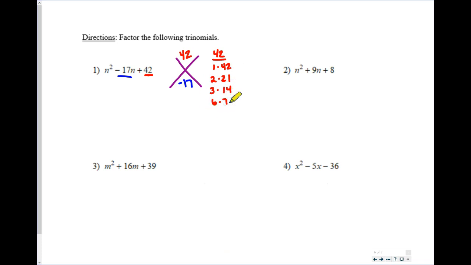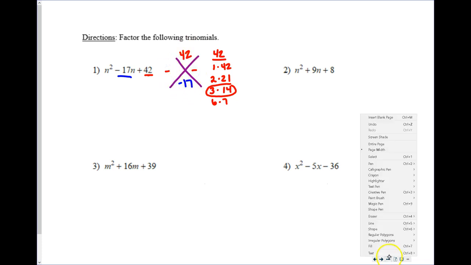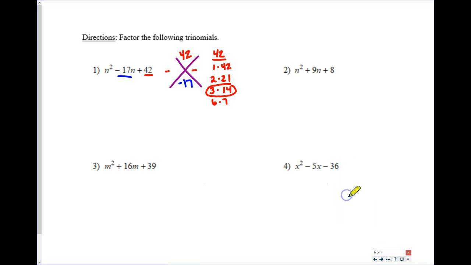So now I'm trying to look at this and think, how can I get a 17 out of these numbers? 42 and 1 won't give me a 17, 2 and 21 won't, but 3 and 14 will give me a 17 somehow. Now, I have a positive number up top and a negative number on bottom, so that means that both of these have to be negative numbers, because a negative times a negative is a positive, but a negative plus a negative is a negative. Okay, so I'm going to put negative 3 here and negative 14 here.